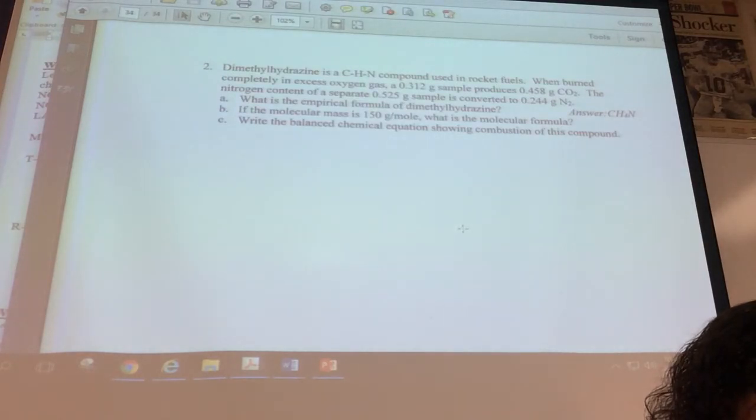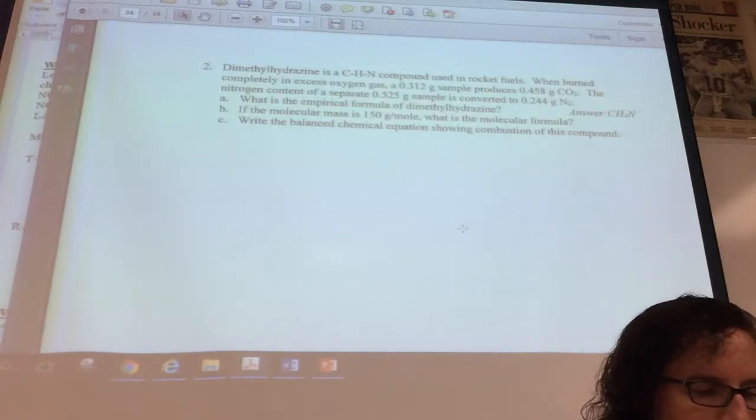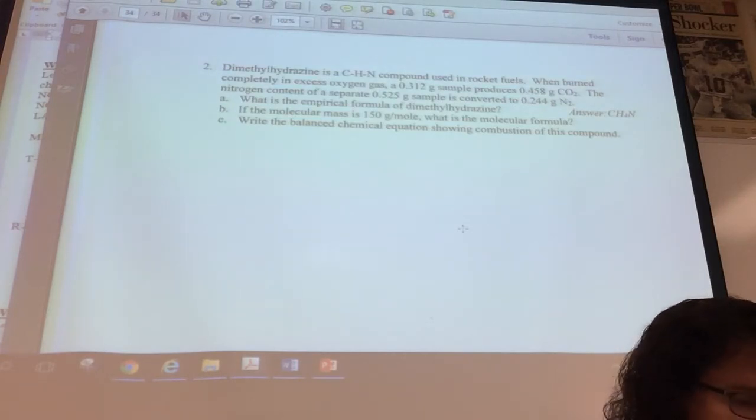Is it bad if we use the mass from the other periodic table? It's not really going to matter. I would familiarize myself with the new one just because that's what you're going to be using, but it's not going to matter.